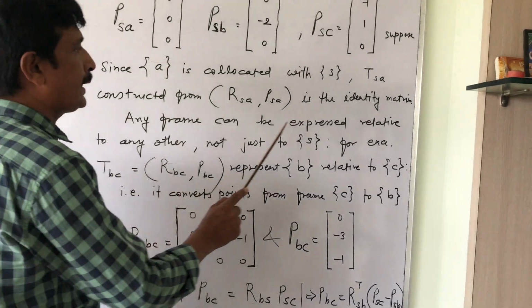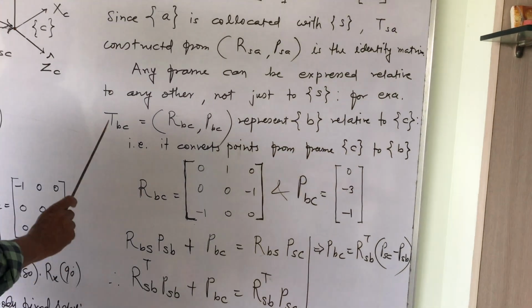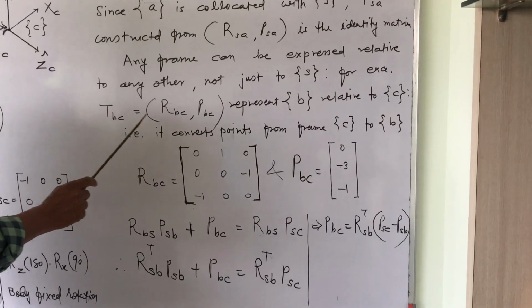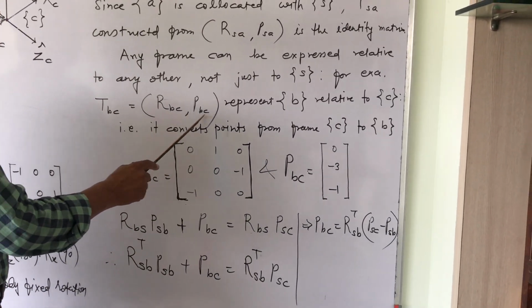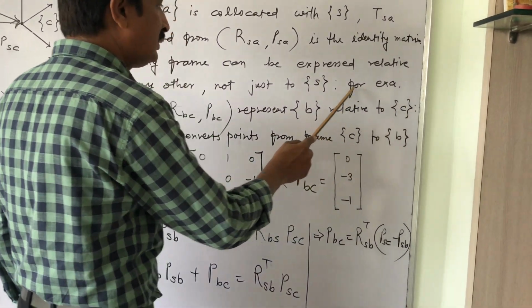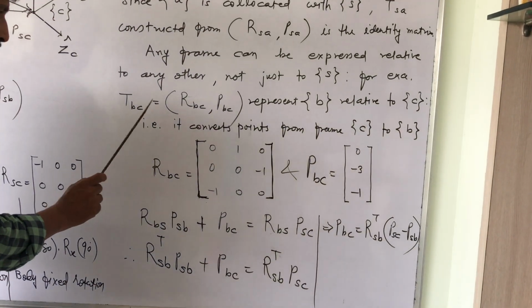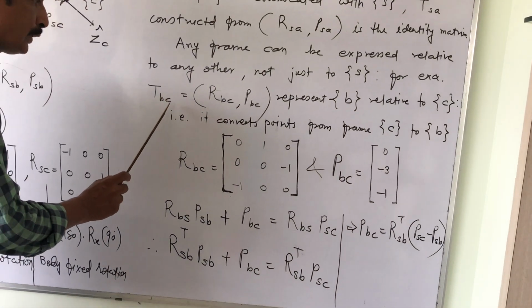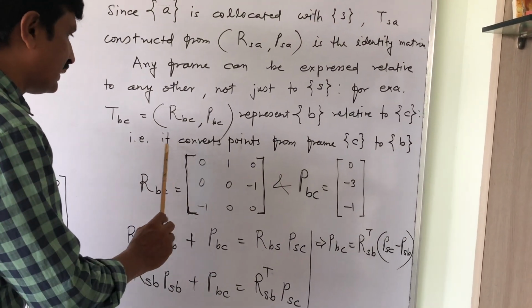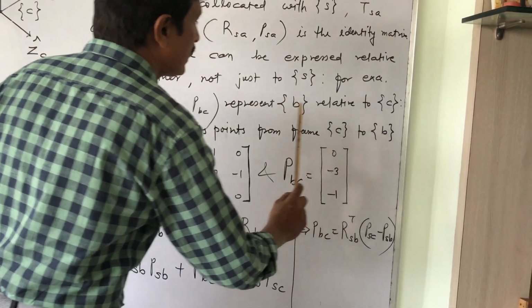Any frame can be expressed relative to any other, not just to S. For example, TBC, the transformation of C in B. It is denoted as RBC, PBC. The wording "B relative to C" I don't like, because it is actually the transformation matrix of C in B. A more comfortable sentence is that it converts points from frame C to B.